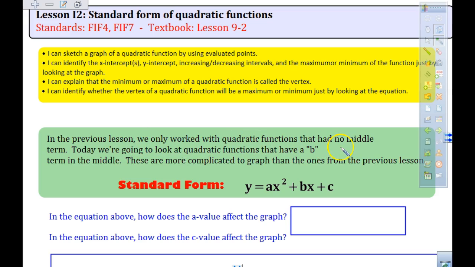But the key thing is that in our previous lesson, we worked with quadratic functions with no middle terms. So all of ours that you graphed yesterday had no x term. They had an x squared, then plus a number, or they just had an x squared with a positive or negative, okay? We are now going to have equations that are a little more complicated.